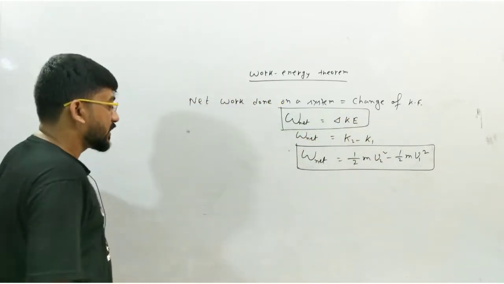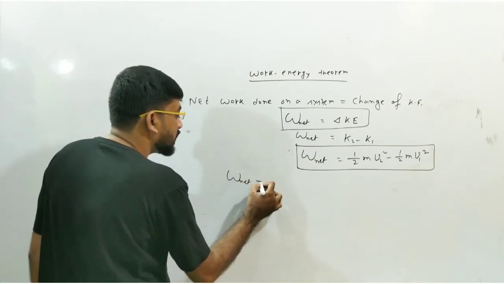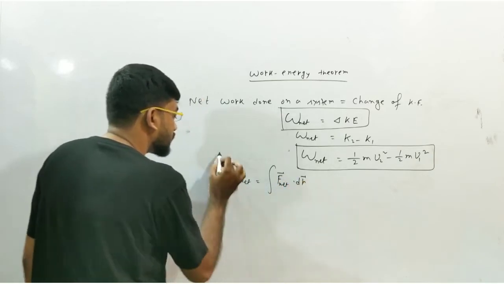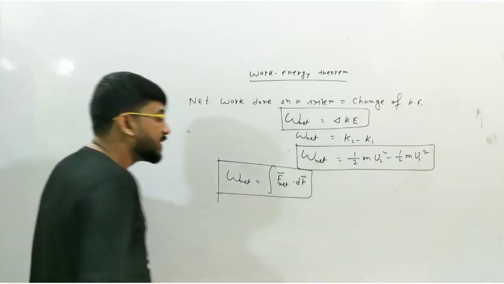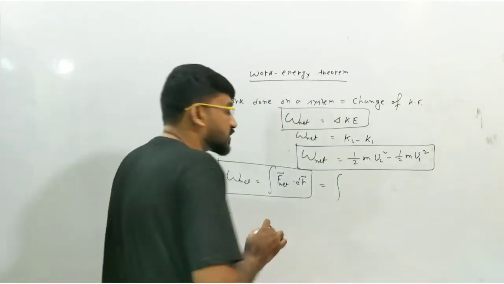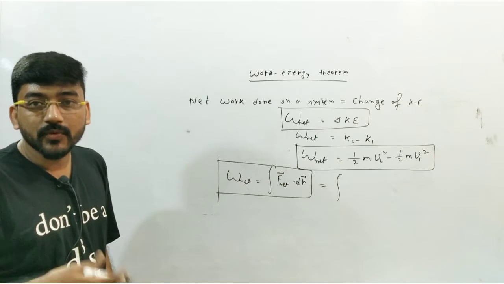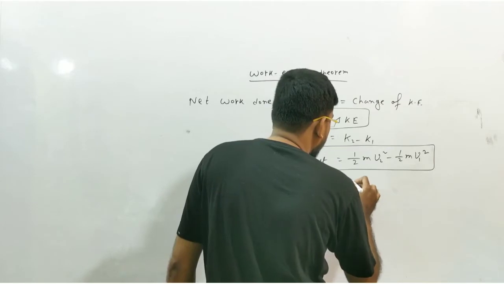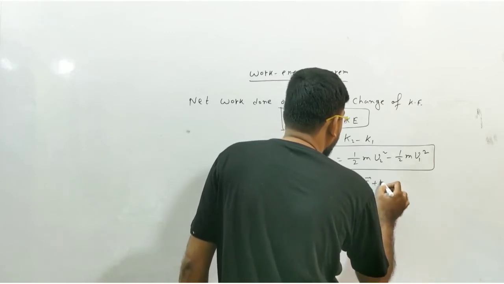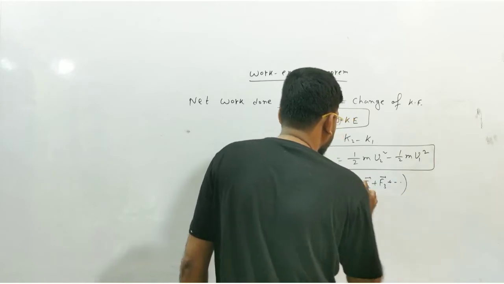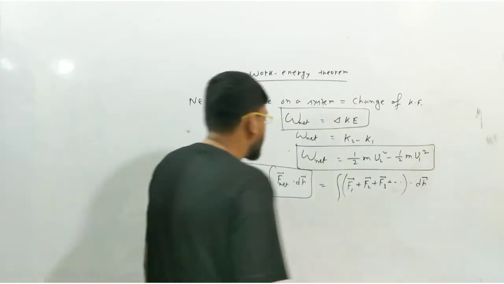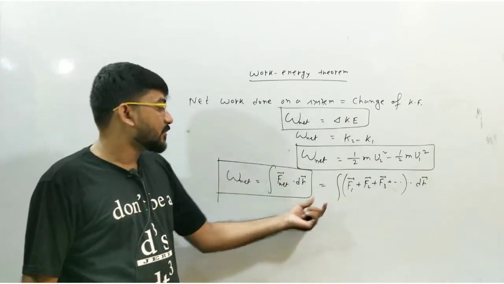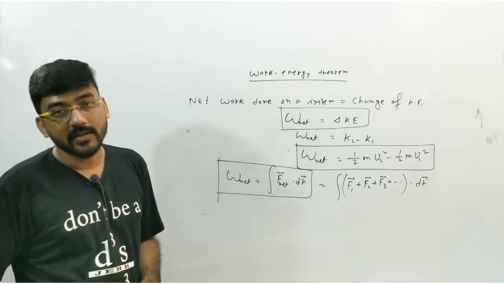And what is net work done? W net is nothing but the integration of the net force acting on the system dot dr. And what does this F net mean? This means the forces acting on the system. Let me suppose that there are a lot of forces acting on this system, F1, F2, F3. So you always have to take the vector sum of all these. That will be F1 vector plus F2 vector plus F3 vector plus and so on up to Fn, dot dr. This is nothing but the F net, the vector sum of all these forces acting on a system of particles or a particular object.